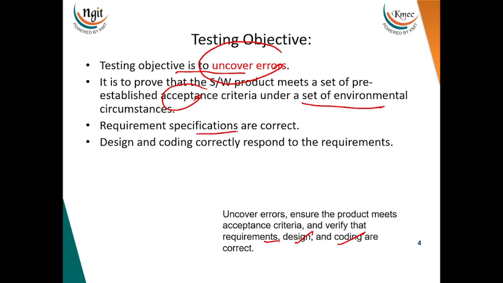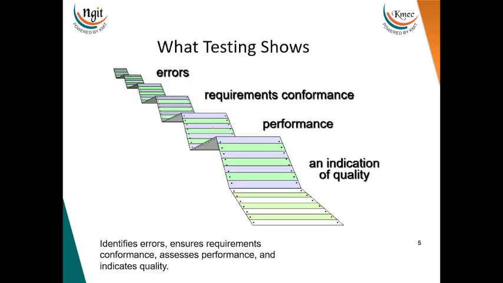The requirement specification should be correct. Design and coding should correctly respond to the requirement. So what the customer has given as the requirement, we are going to deliver. The quality the customer has required, we are going to deliver. The design the customer has specified, we are going to deliver. So what is testing?